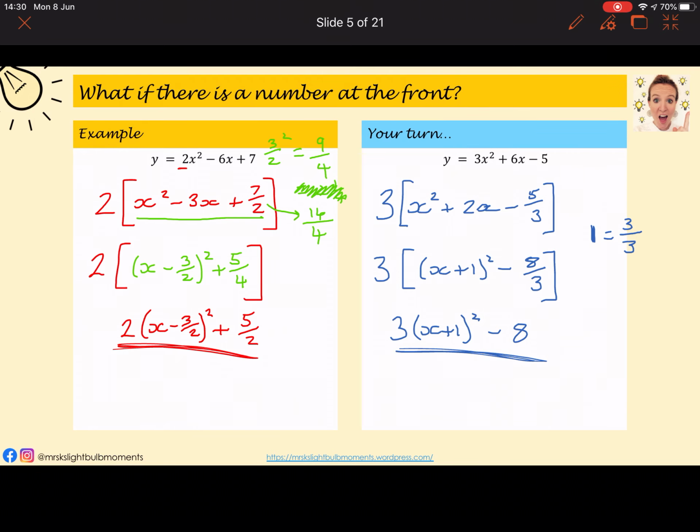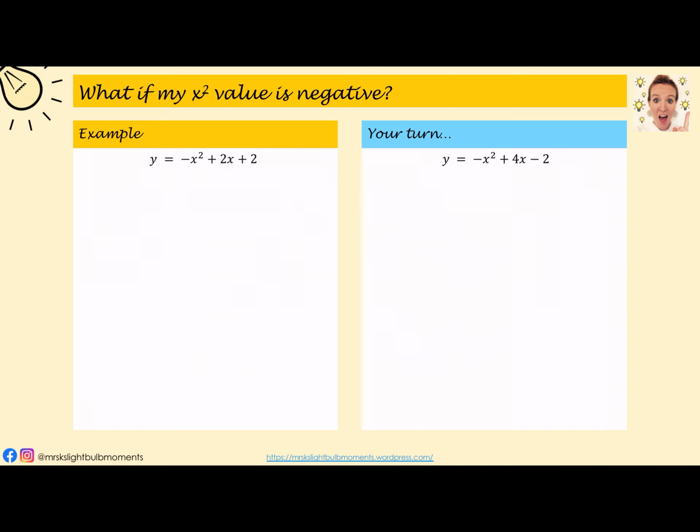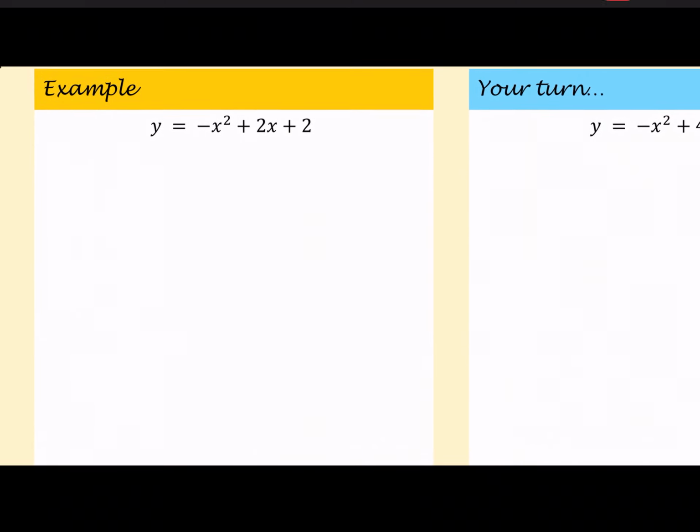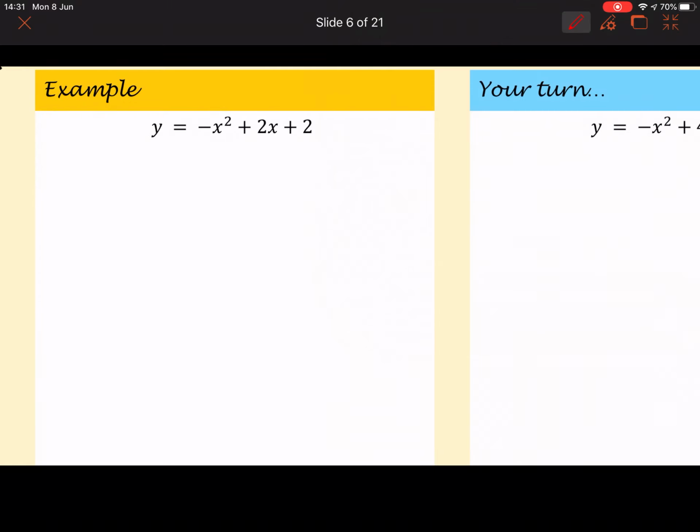There is one more question that comes up and one slight difference with it. And that is, what if my x squared value is negative? So have a look at these two. We've got a minus x squared at the front. Now this is actually a lot simpler than a number being at the front, but we will use the same method. So if we have a go here, we're going to divide by minus 1.